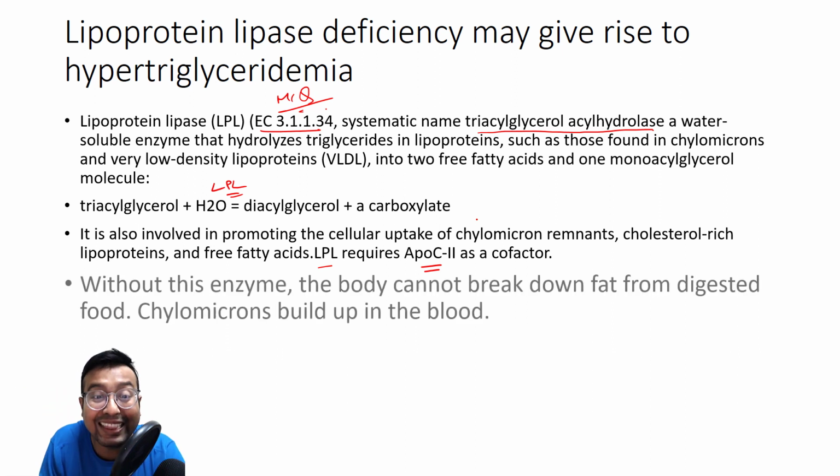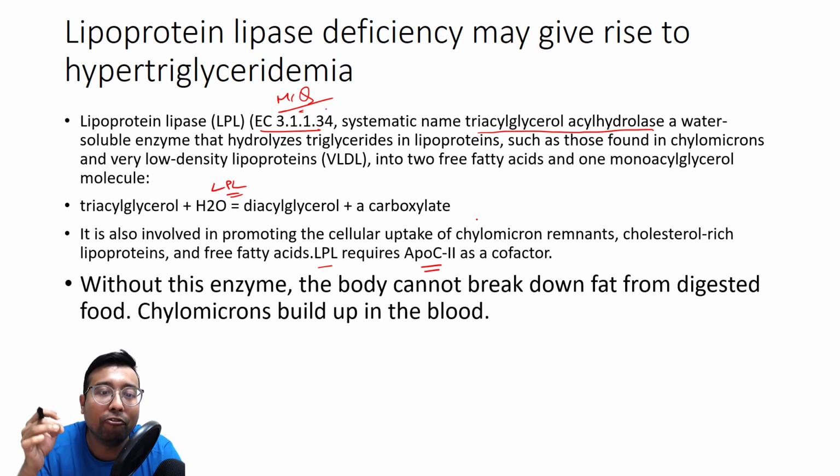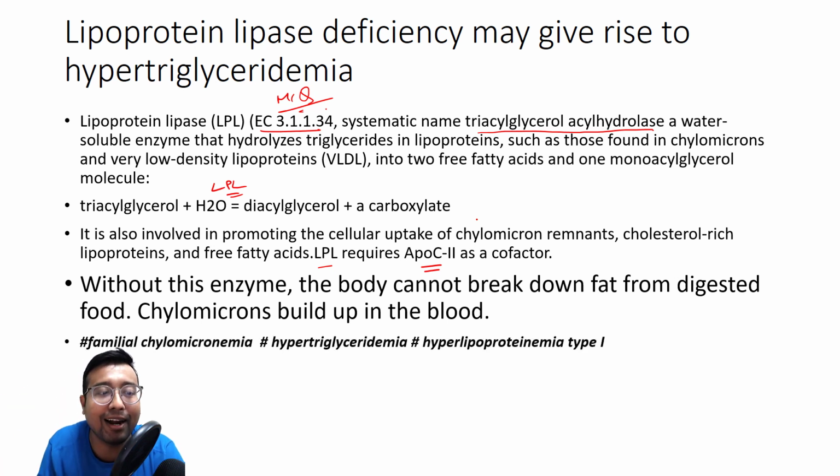Fine. Then you need to mention, without this enzyme the body cannot break down the fat that is digested from food, and hence chylomicrons build up in blood, and that will lead to conditions which are known as one of the 3. The question may come as hypertriglyceridemia or hyperchylomicronemia. Previously it was known as hyperlipoproteinemia type 1, that is familial hyperlipoproteinemia type 1. So this is how you need to tackle this question, and we have explained all the 10 questions.